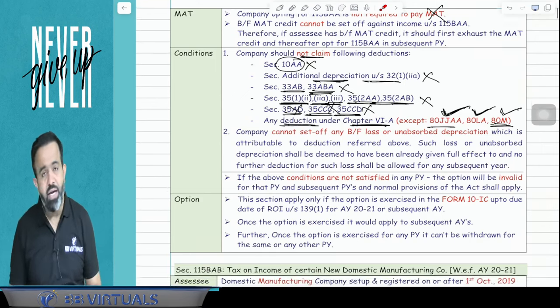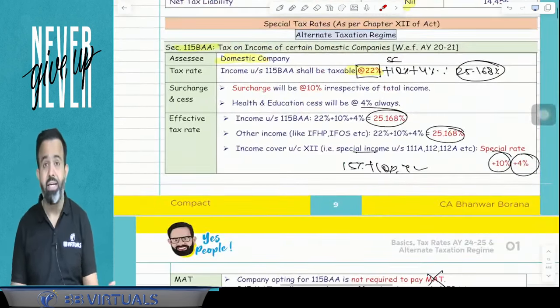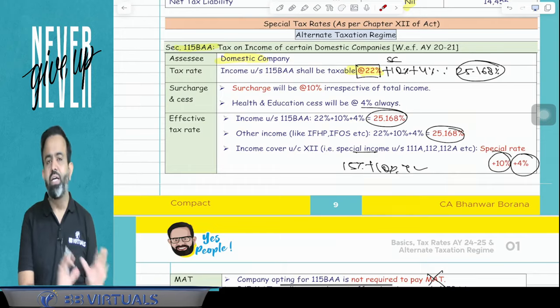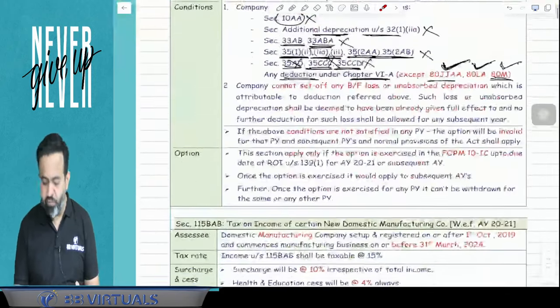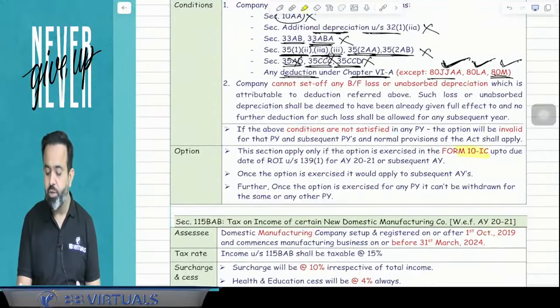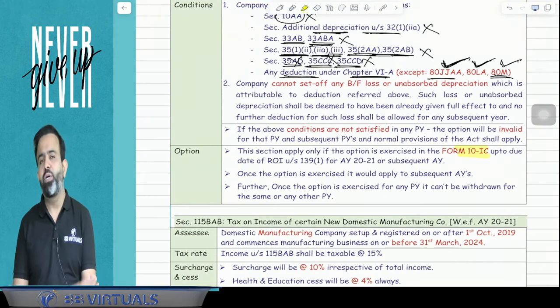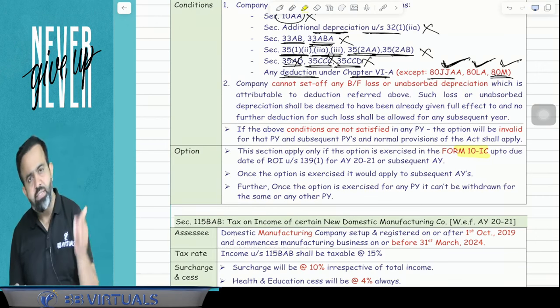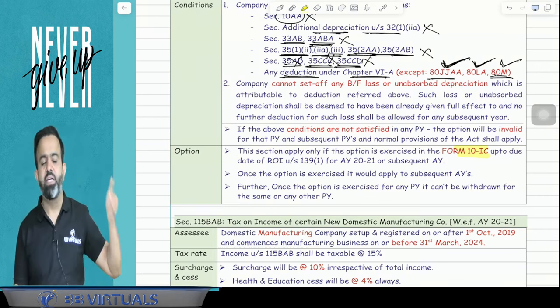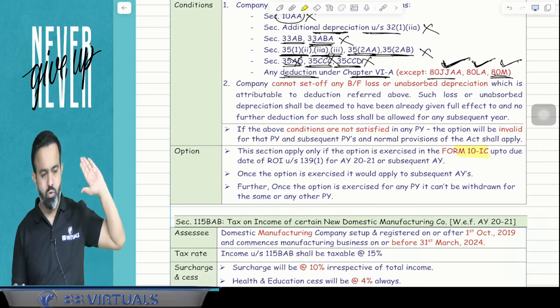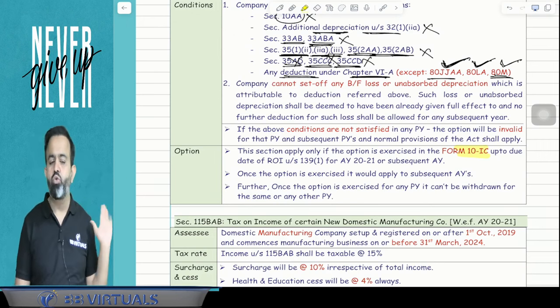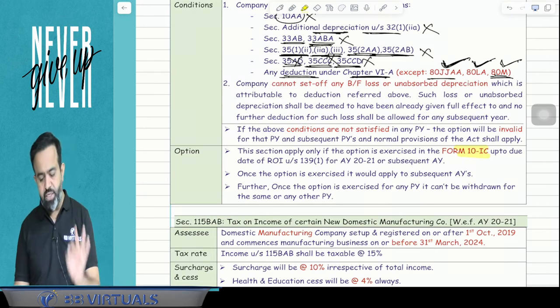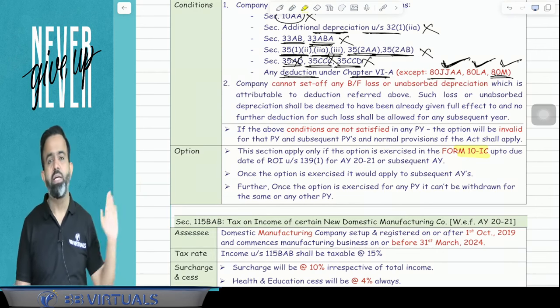Now one more point, this section is not mandatory. If the company wants to opt for this section, then the company has to file one form, that is form number 10IC, up to the due date of return filing. Then the company will opt for this section. But once this section is opted, it is applicable for the remaining years also. So once this option is exercised, it is applicable for subsequent years also.